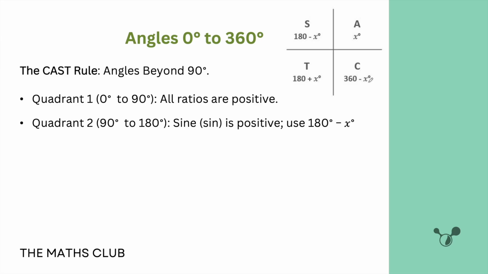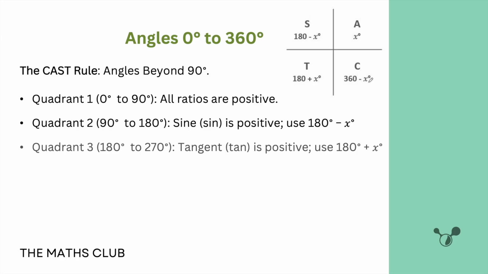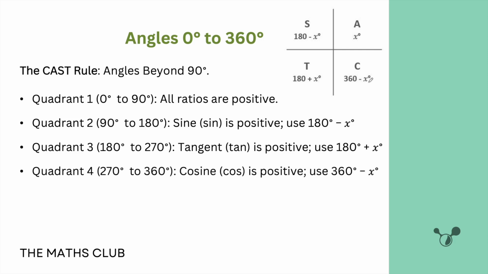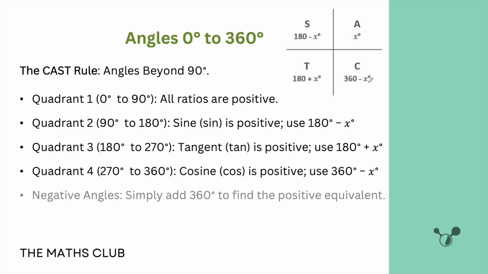That will help you to think further, to know that there is most likely not only one correct answer, but in the options, it will most likely give you maybe one answer, a combination of all the answers. So quadrant 3, which is 180 to 270, tan is positive, use 180 plus x. Quadrant 4, cos is positive, 360 minus x. And if you have a negative angle, simply add 360 degrees to give you the positive equivalent.